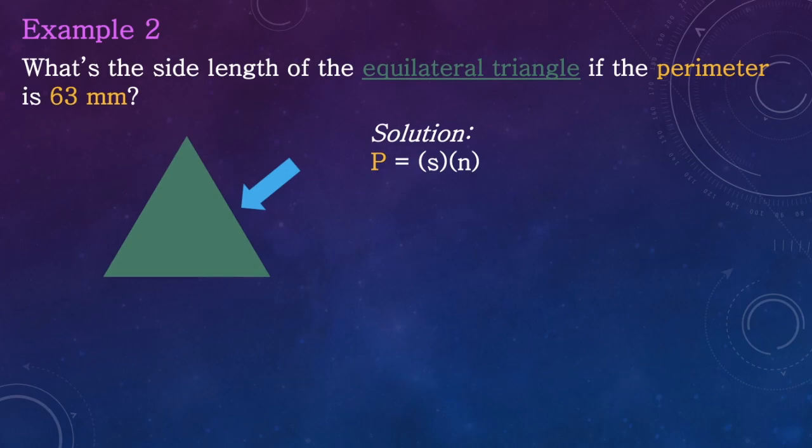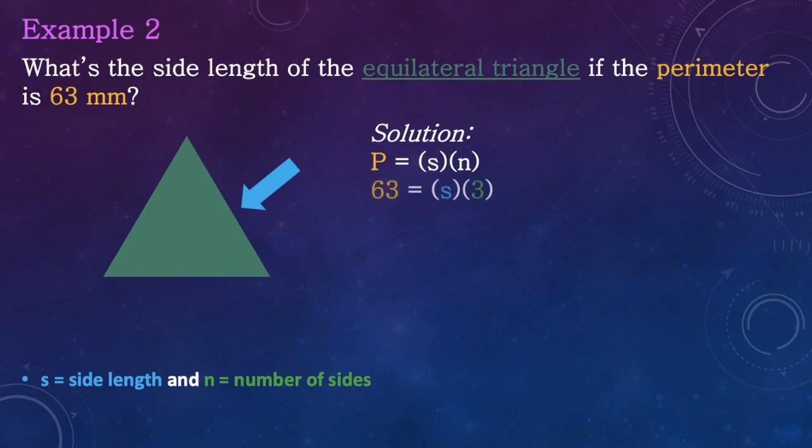So I have my equation. Remember that S is equal to side length and N is number of sides. So let's fill in our equation with what we have. So 63 is equal to S times 3. Now, we are looking for S. That's what we want. We need it by itself. So we need to find a way to get rid of this 3. Now, since they're multiplied by each other, we can get rid of this 3 by dividing. So we could get rid of this 3 by dividing on this side by the same thing.